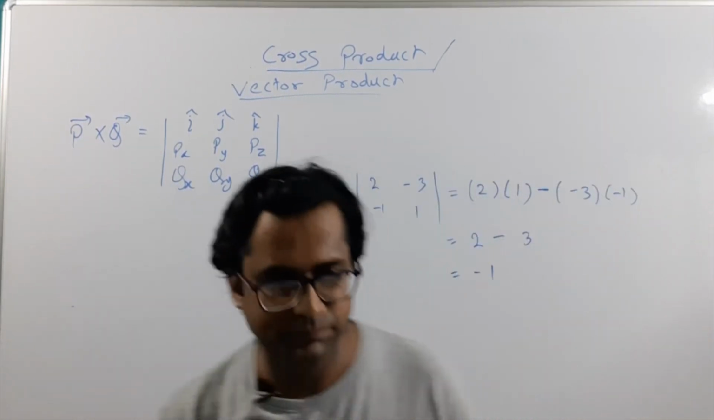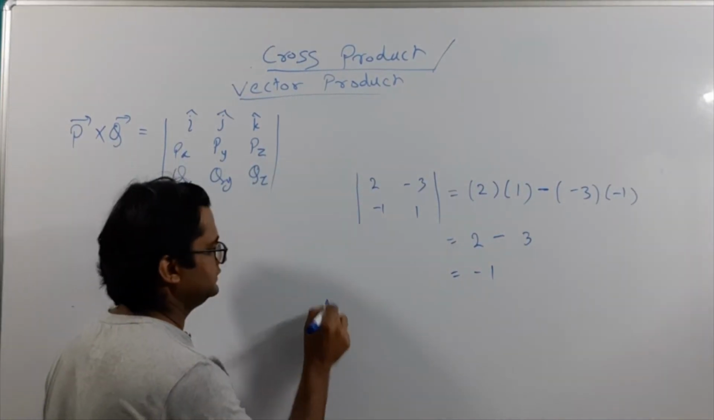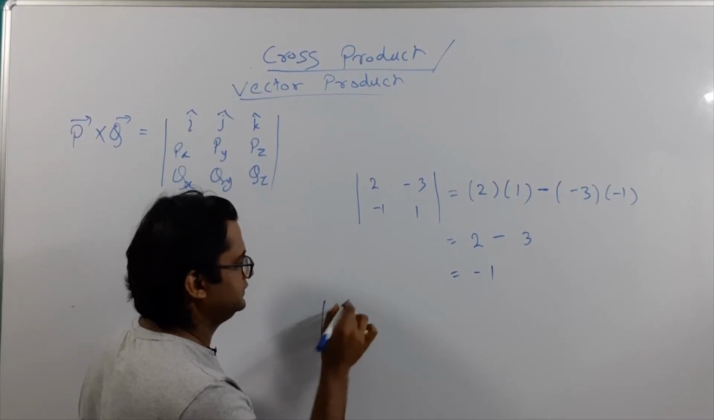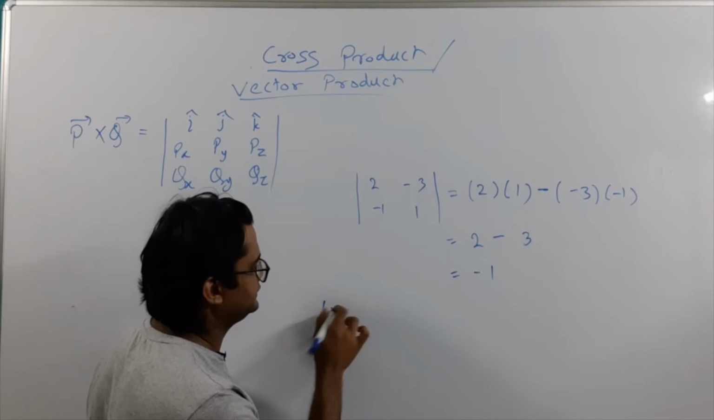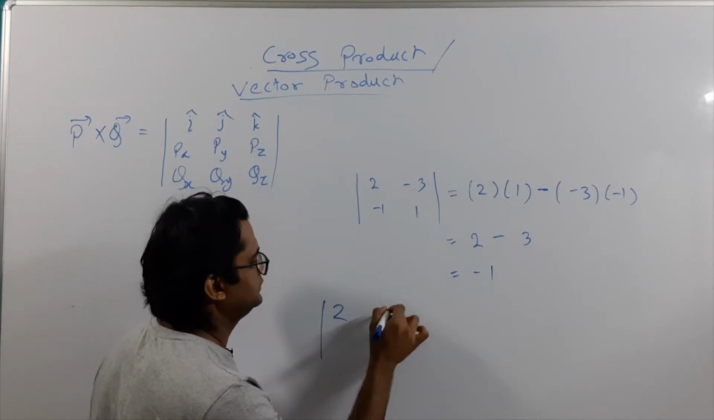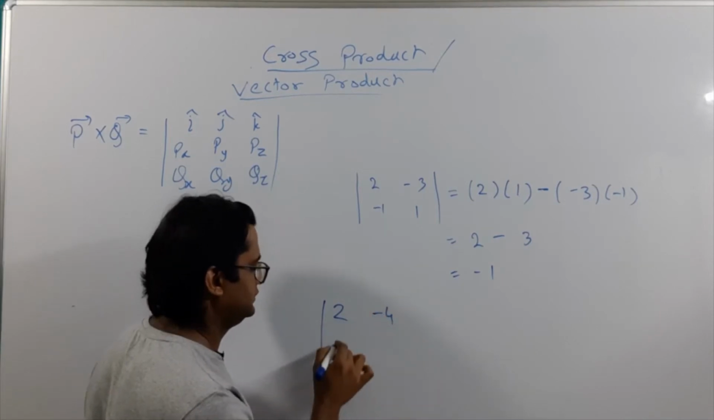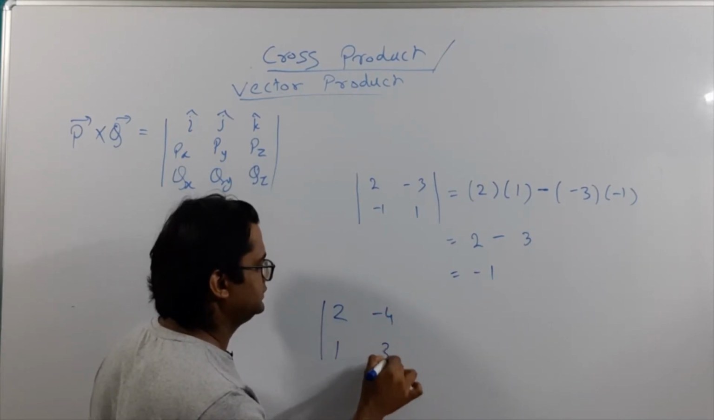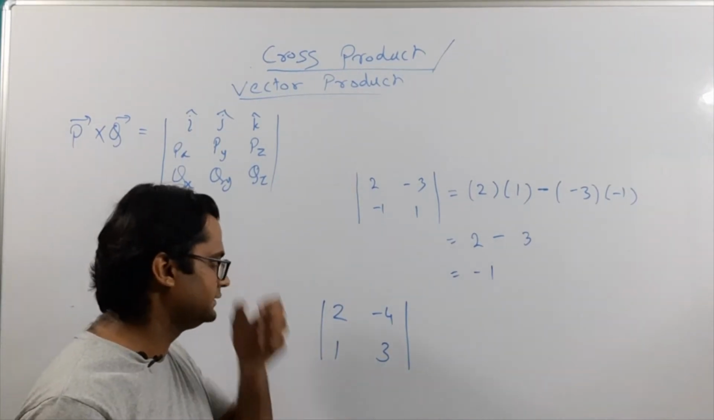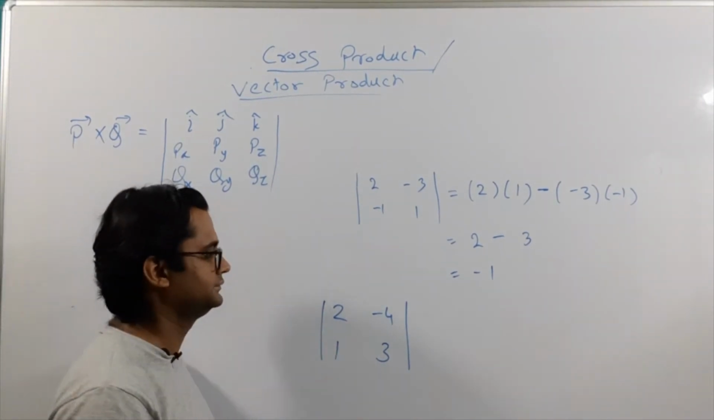Okay, to practice this, solve this for me. Let us say this is 0, let us say 2, -4, 1, 3. Now solve this one. Pause the video and solve this one.